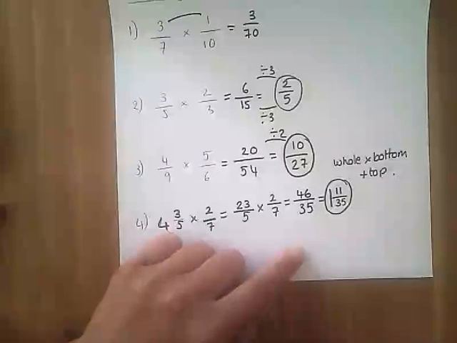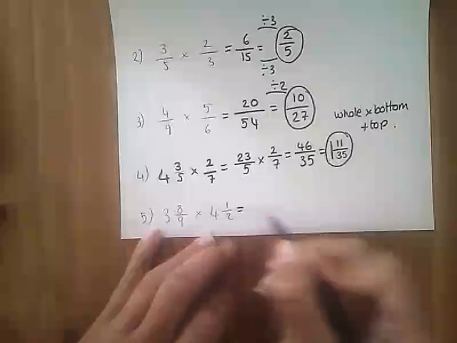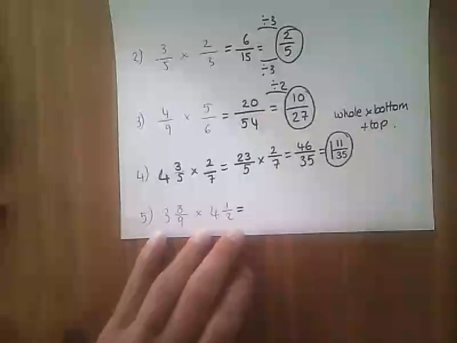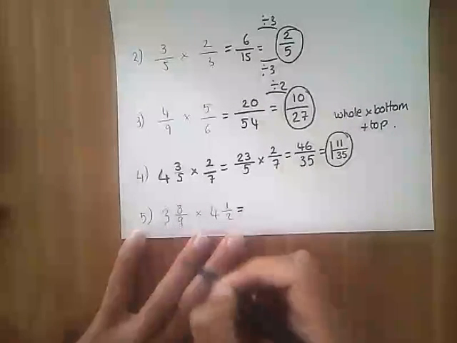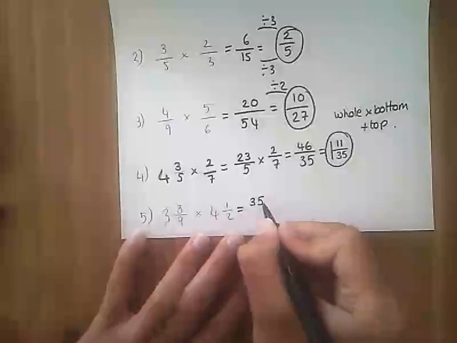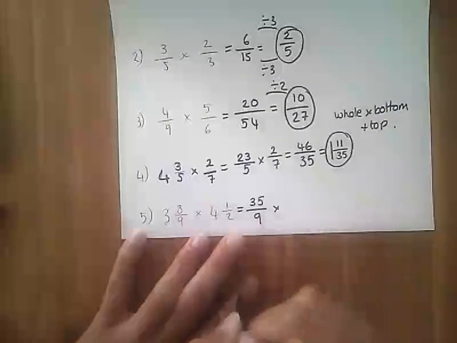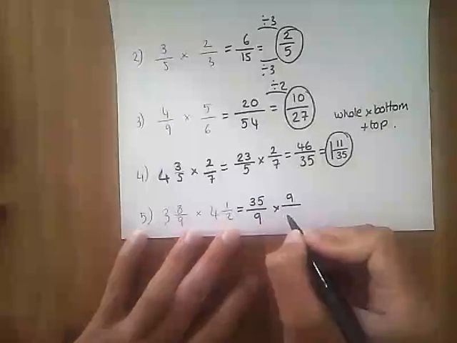Similarly, let's look at number 5. They're both mixed numbers, so we need to make both of them top heavy. Whole times the bottom, add the top. 3 times 9 is 27, add 8 is 35, so 35 over 9. 4 times 2 is 8, add the top is 9, and the 2 stays on the bottom.